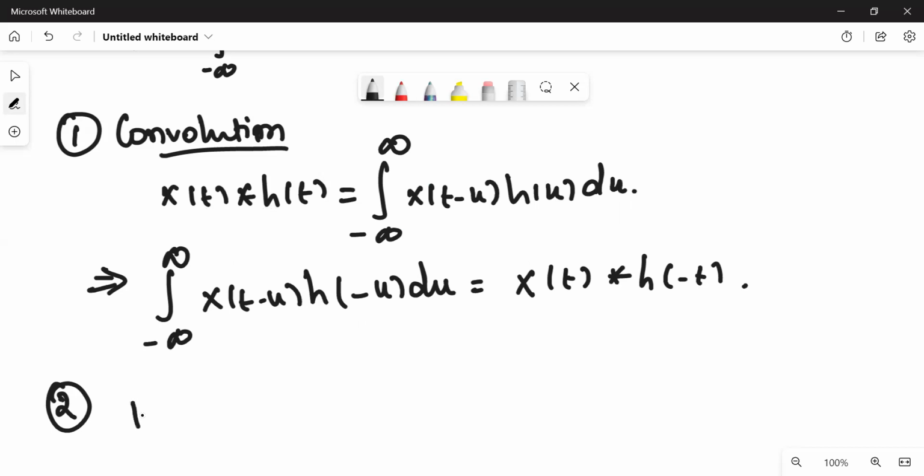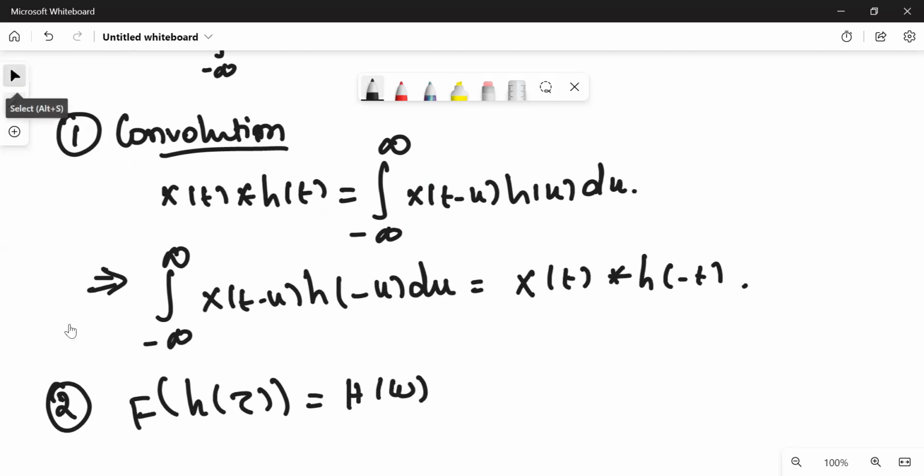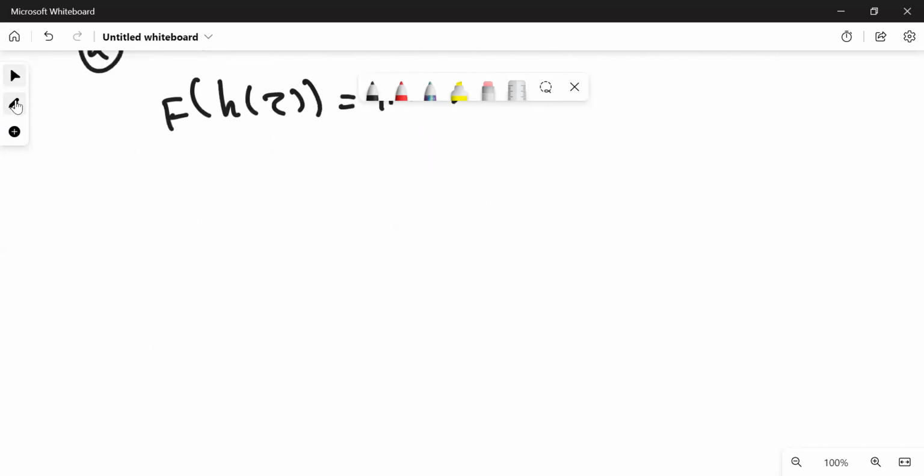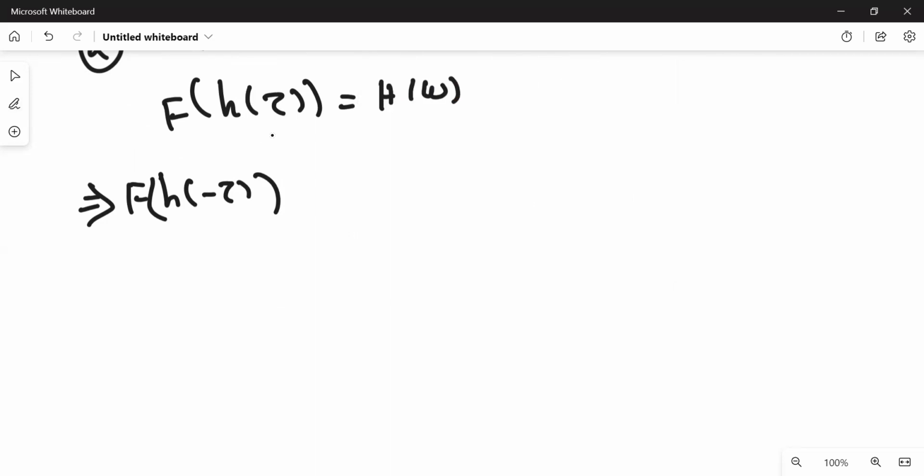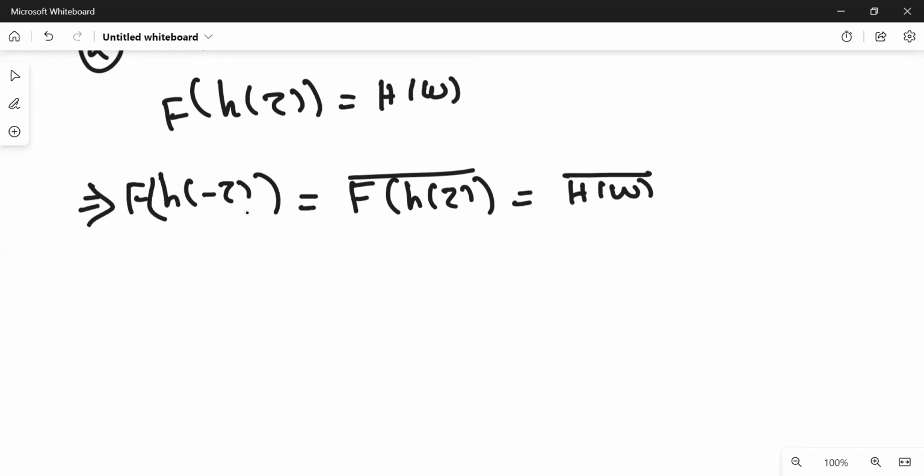The second concept is that the Fourier transform of h of tau is nothing but h of omega. Then what is the Fourier transform of h of minus tau? This is how the Fourier transform of h of tau is defined. Then the Fourier transform of h of minus tau is nothing but the conjugate of the Fourier transform of h of tau. The Fourier transform of h of tau is h of omega, so you will have the conjugate on that. So the Fourier transform of h of minus tau is nothing but h of omega the conjugate. And the third concept is z into z bar is equal to modulus z the whole square. These are all the basic concepts we should be clear with to do this proof.